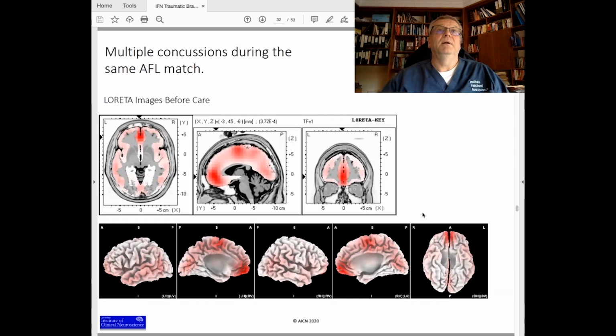This is an AFL player, and this is a demonstration of the massive diffuse effects that a concussion can have. Now, this particular player had more than one concussion in the same match or in the same game. So he's quite lucky that he didn't have something more major than this, because you can see that the damage here, the red is the bad areas and the white are good areas in this image. So you'll see here that he's had wide-ranging diffuse injuries, which produced multiple and diverse symptoms in this person.